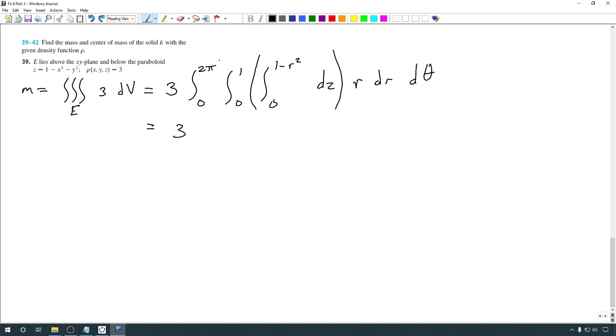I guess right away, we don't have any thetas inside here at all. So actually, I'm going to turn the integral from 0 to 2 pi into 2 pi on the outside. That's going to combine with the 3 that we already have there to be a 6 pi. This integral here just becomes a 1 minus r squared. So 1 minus r squared times r is going to be r minus r cubed.